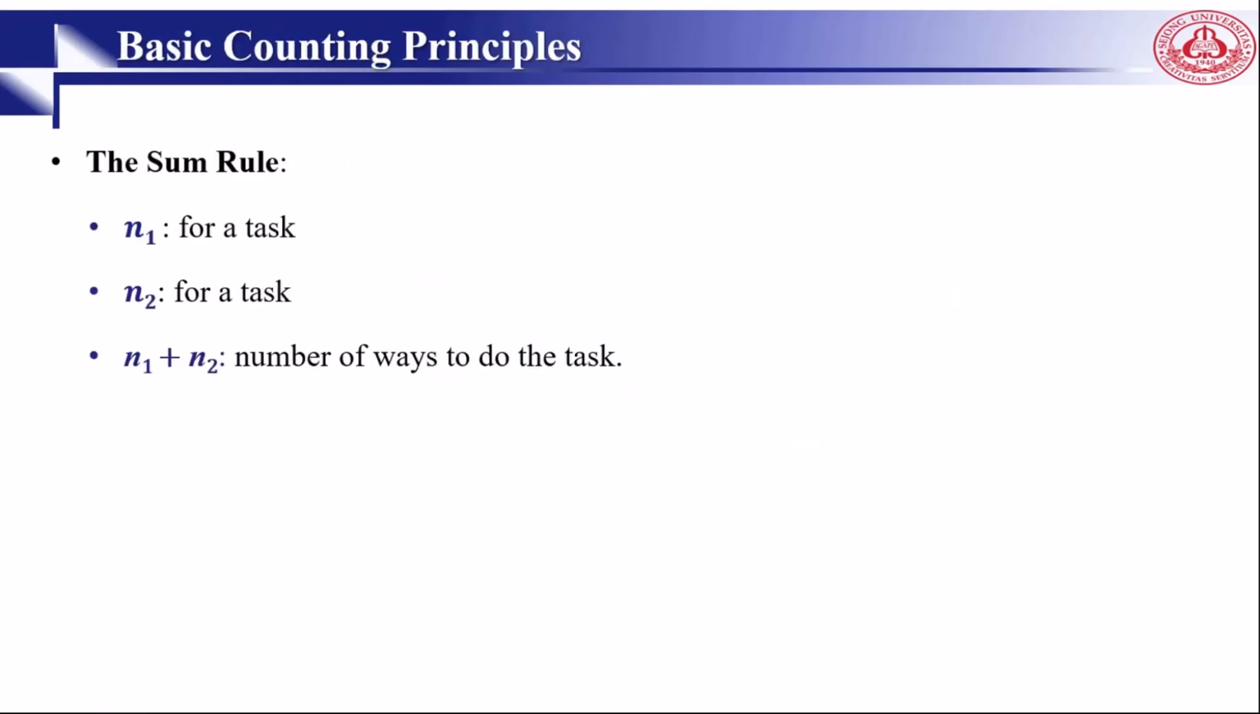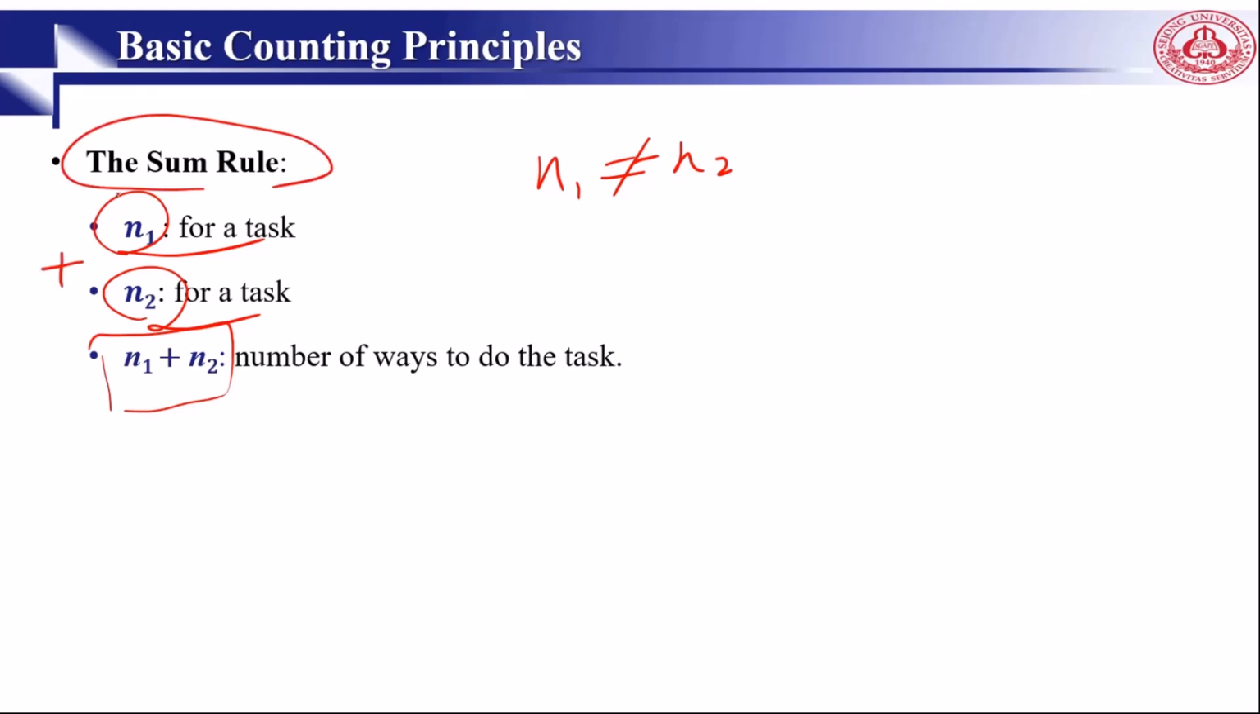Here we have a task and we can accomplish this task in different ways. So we consider a set of ways as N1 and another set of ways to do this task as N2. And you should know that none of the N1 ways is the same as any of the N2 ways. It means they are different. In this case, we can say N1 plus N2 are the ways to do the task. Simply we sum them, and this is called the sum rule.